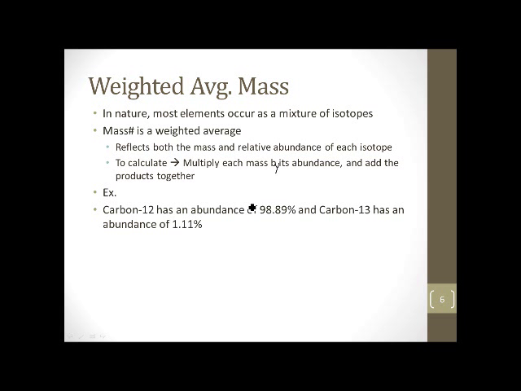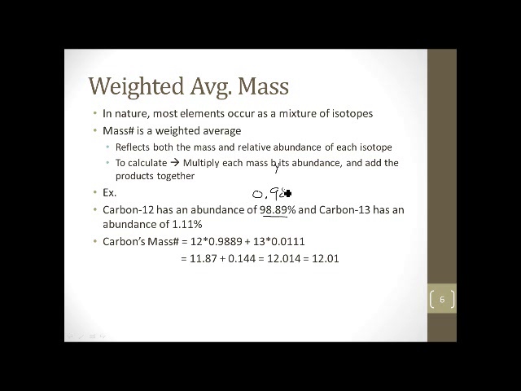What that means is, in nature, 98.89% of carbon is carbon 12, and just 1.11% of carbon is carbon 13. So the way you calculate carbon's mass number, you multiply 12, which is the mass of carbon 12, times its abundance. We take that 98.89%, which is equal to 0.9889. We multiply that times 12, and we get 11.87.